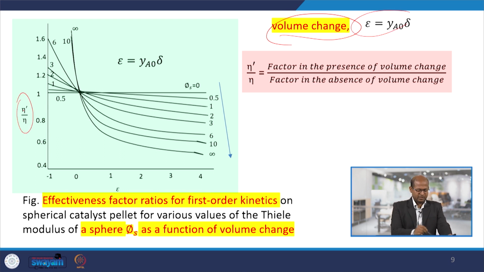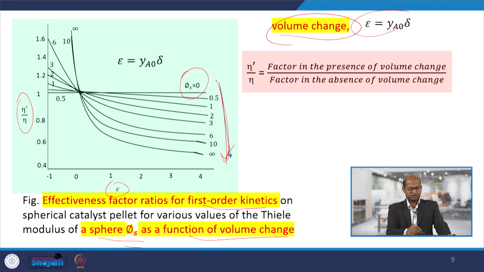Okay. So, now these are the cases when volume change is there. The relation between effectiveness factor and volume change, by changing the Thiele modulus, is given. That is for first order reactions and spherical particles when volume change is there.